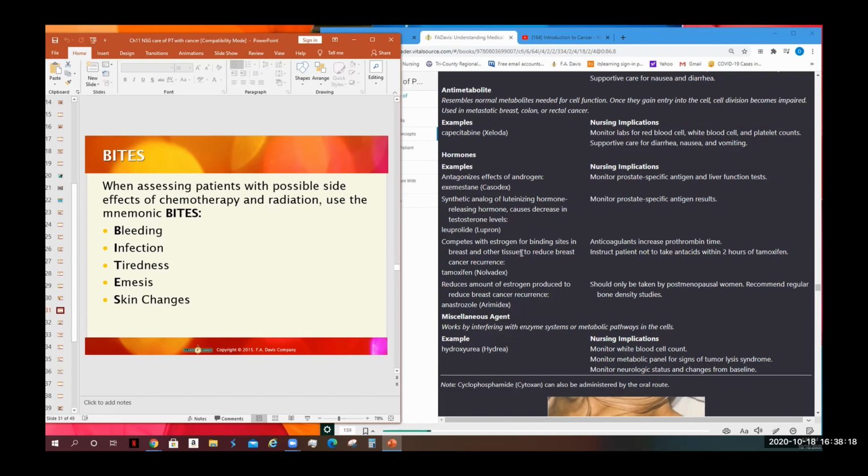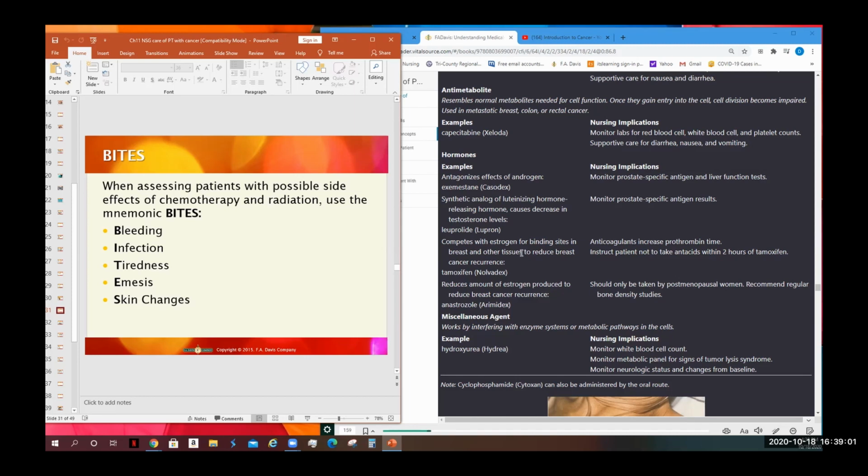Tamoxifen, also called Nolvadex, and anticoagulants increase prothrombin time, instruct patients not to take antacids within 2 hours of tamoxifen, and then reduces the amount of estrogen produced to reduce breast cancer recurrence. That would be anastrozole, also called Arimidex, and that should only be taken by postmenopausal women. Recommend regular bone density studies.